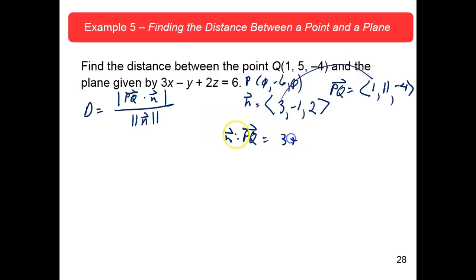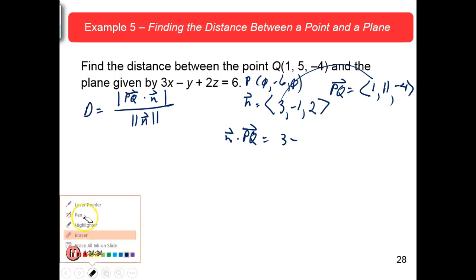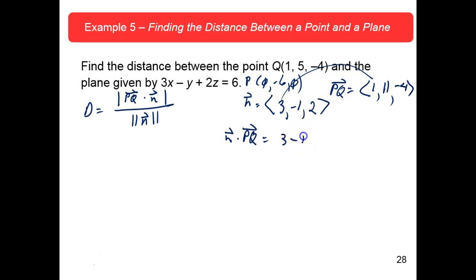3 plus negative 11, minus 8. And that's equal to 3 minus 19, which is negative 16. Forget the minus sign, take the absolute value. So your distance is 16 divided by the magnitude of N.